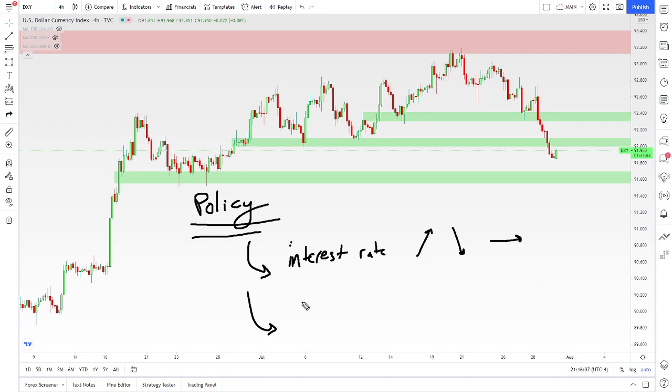I want to put up the second one on the board, however, that there is also the idea of tapering, this idea of stimulus, quantitative easing. Okay, I'm not going to write all that out, but you guys hopefully get the point. So tapering, stimulus, quantitative easing, what is this? Well, before I discuss interest rates, this is the idea of stimulus.